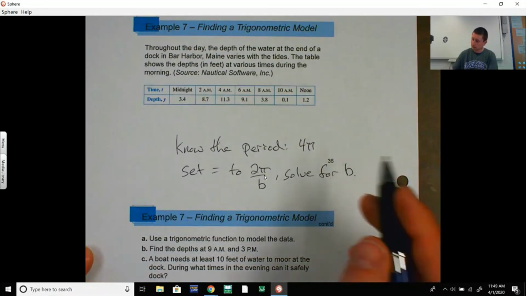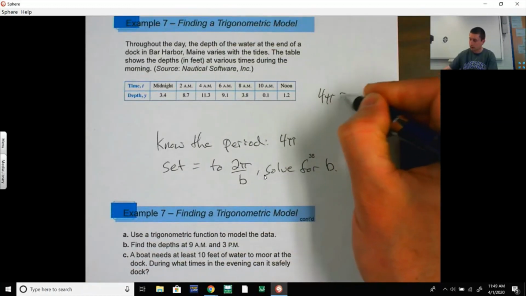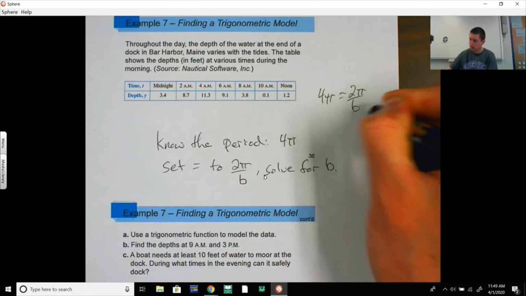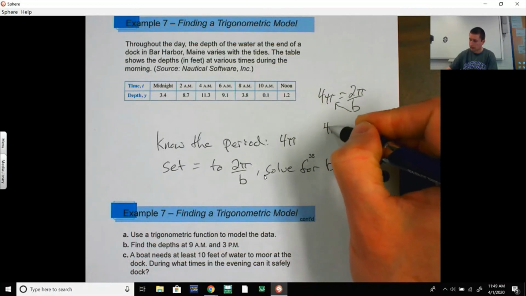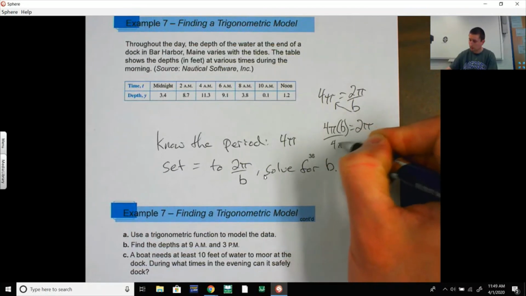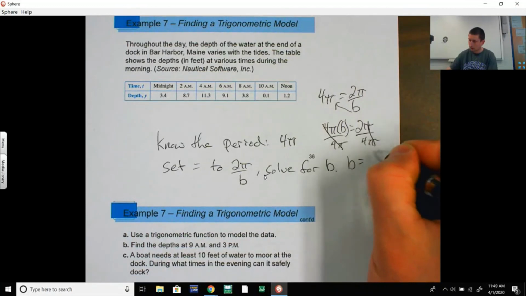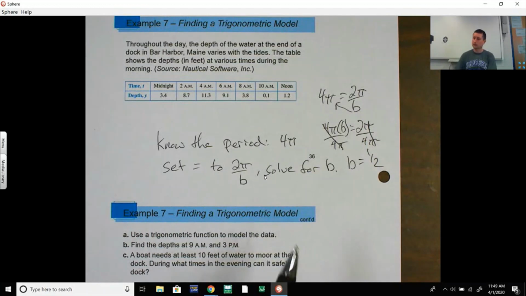Okay. So I know my period's 4 pi. I have to say, okay, I want 4 pi has to equal 2 pi over B. So anything on the bottom, multiply it across. So 4 pi times B equals 2 pi. Divide by that 4 pi, and B equals, pi's cancel off, 1/2. So that's the B value. You do not put the period into the function. You have to find the value of B by setting it equal to that.